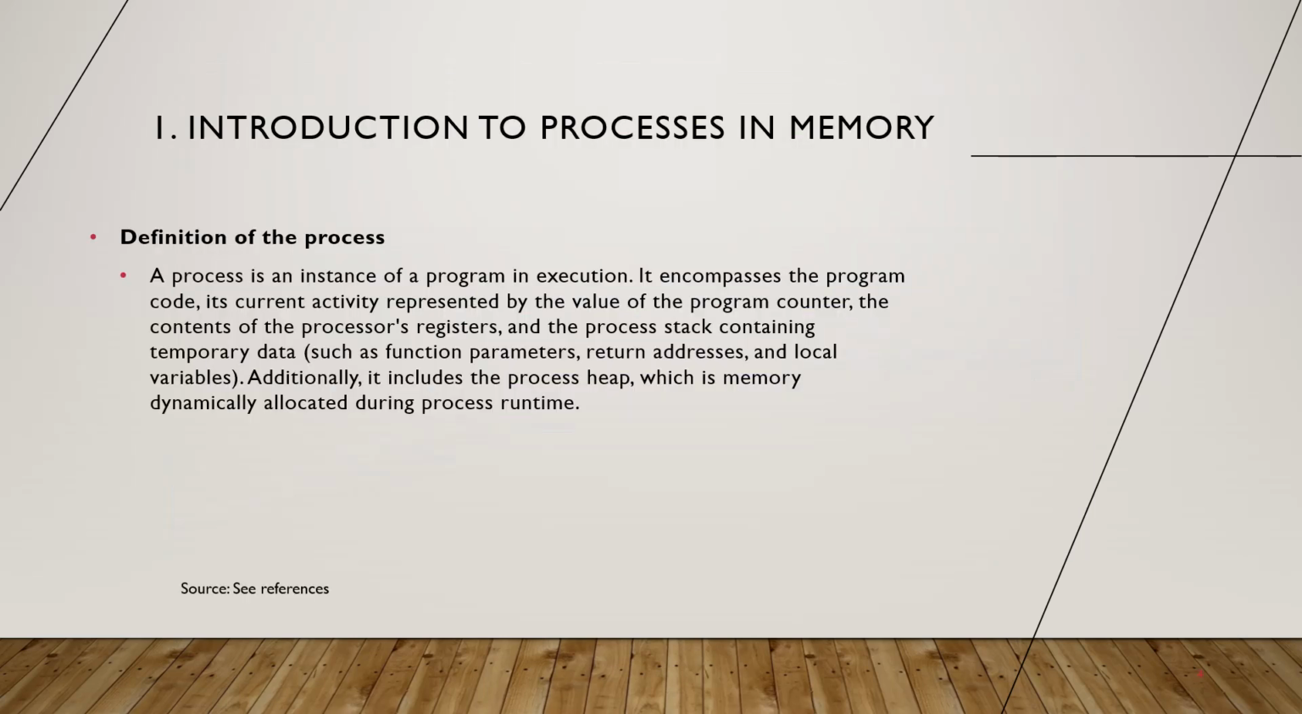So what is the process in memory? Process is an instance of a program in execution. It encompasses the program code, current activity represented by the value of the program counter, the contents of the process registers, process stack containing temporary data. Additionally, it includes the process heap, which is memory dynamically allocated during process runtime.